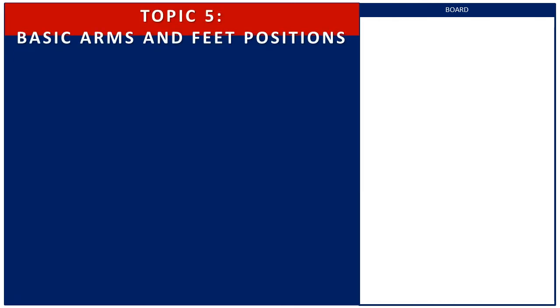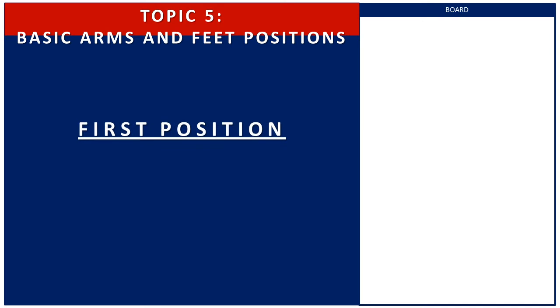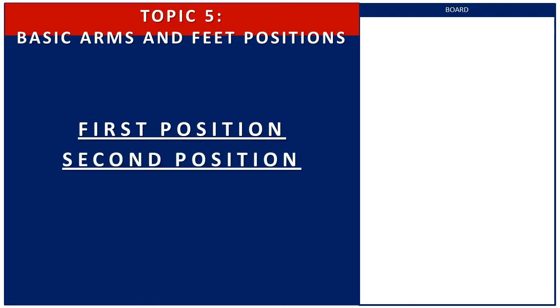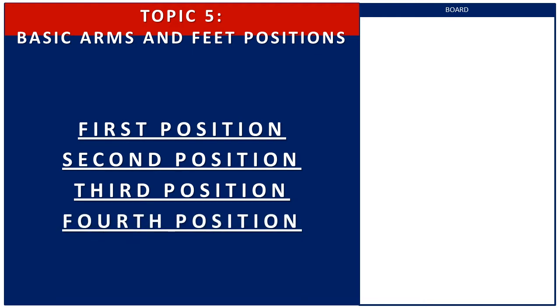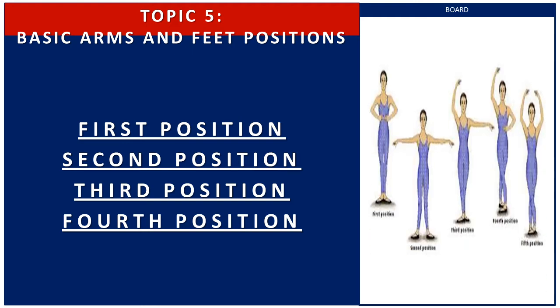Let us now proceed to our topic 5. It is about the basic arms and feet positions. First position: bring heels close to touch, toes apart. Second position: bring feet apart sideward. Third position: bring the heel of one foot to touch the instep of the other foot. Fourth position: bring one foot in front of the other foot, as if to walk straight. Like what we have in the example picture.